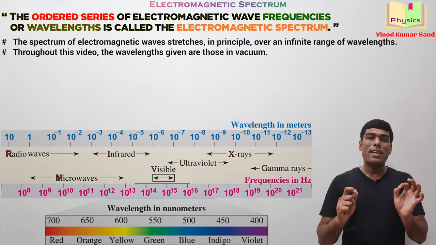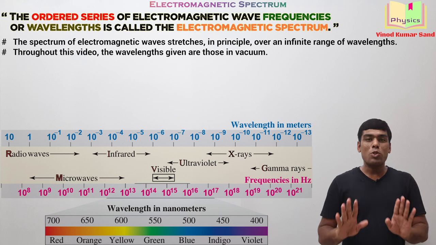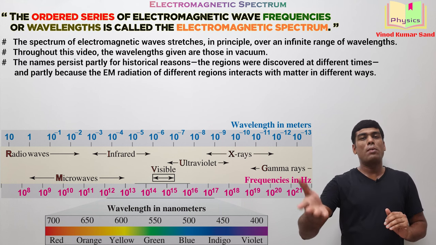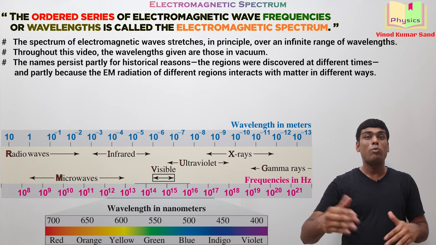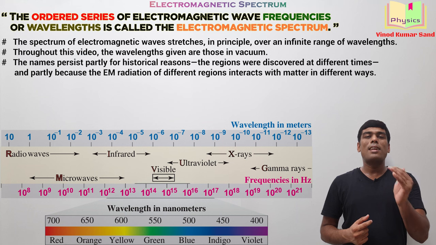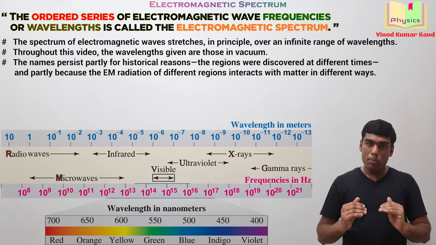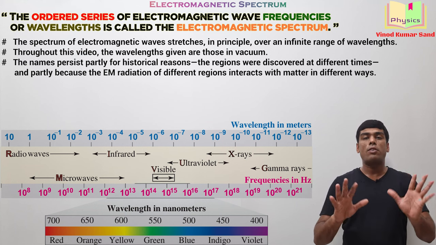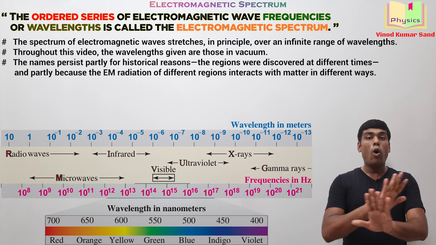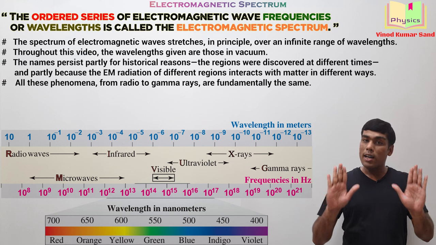In this electromagnetic spectrum, the names are given for historical reasons. The different parts of the EM spectrum were discovered at different times. And partly the names are given by how these waves are produced and how they interact with matter. Got it? Fundamentally, all the electromagnetic waves are the same.